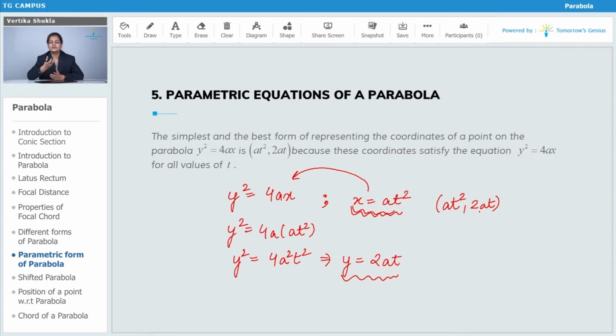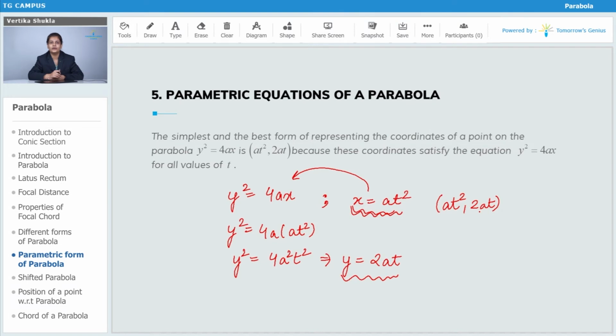Like when we say in a question that a point x, y lies on the parabola y square is equal to 4x, what do we imply? That the point x, y will satisfy the equation of the parabola y square is equal to 4x. Similarly, in parametric form also, we take the coordinates in the form of a parameter, which in this case is t. So any point on the parabola y square is equal to 4ax in parametric form will be given by at square, 2at.